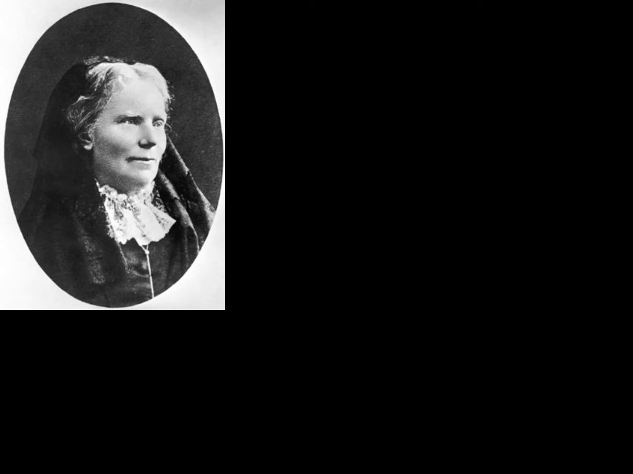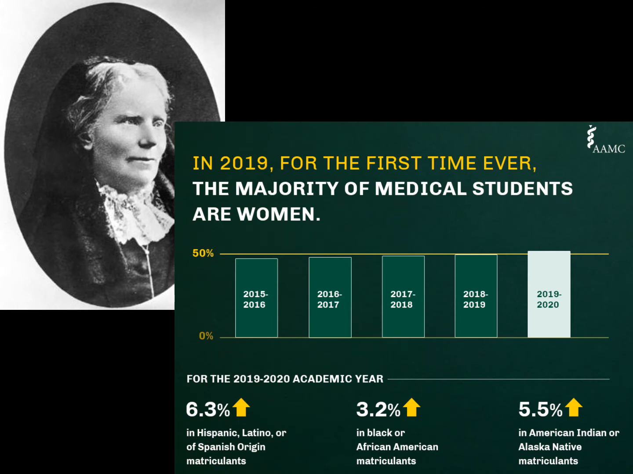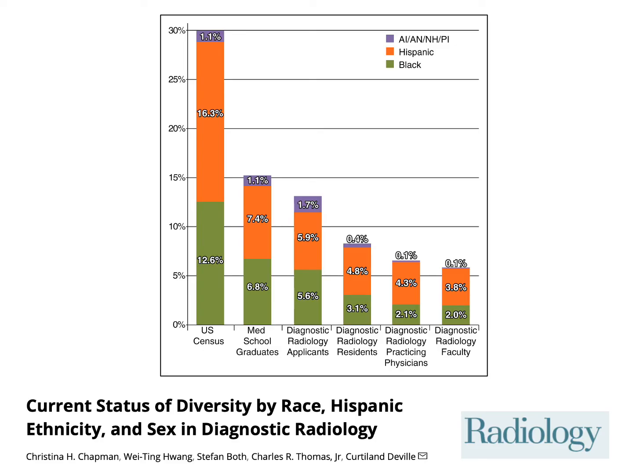So where are we now, 175 years later? Data from the AAMC says that in 2019, for the first time ever, the majority of medical students are women. It also shows that in the 2019-2020 academic year, there was a 6.3% increase in the number of Hispanic, Latino, or Spanish origin matriculants, a 3.2% increase in Black or African American matriculants, and a 5.5% increase in American Indian or Alaska Native matriculants. This is for overall medical students in our country.